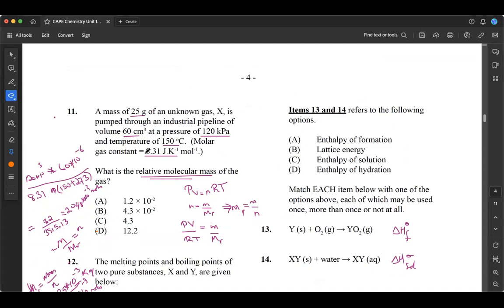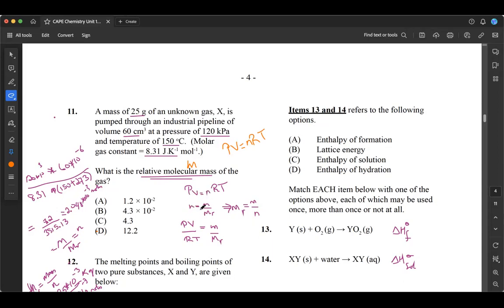And they're giving us the molar gas constant as 8.31 joules per Kelvin per mole. Right, so when you see this kind of problem now, and they're asking you to find the relative molecular mass of the gas, that's big M, right? When they're asking you to find that, you know right away you're gonna have to use your ideal gas equation, which says that PV is equal to nRT, right? So PV is equal to nRT, and n is the number of moles, right?